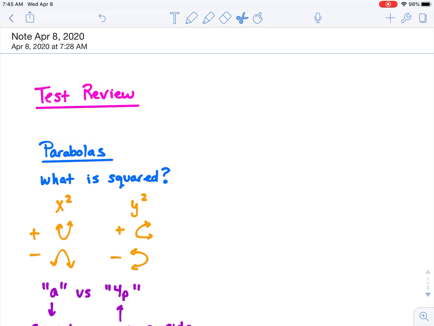What I have here is just a little review for our different units, our different conics, and things to think about. They are questions you should be asking yourself for each of our problems. One of the things you always want to begin with is, what conic is it? After you decide that, let's think about some key features.